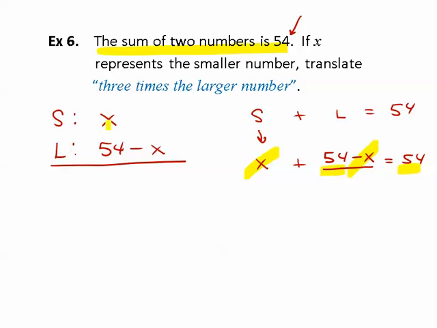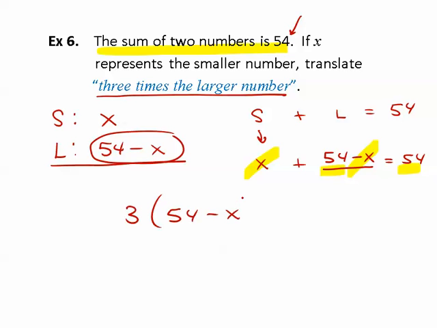So, again, if the total is ever given in the problem, let one of the items be x, and the other one has to be the total minus the x. So now we know that the larger number is expressed as 54 minus x. Now we can translate 3 times the larger number. So how do you say 3 times 54 minus x? It's pretty simple. 3, using parentheses, we put the 54 minus x like this. So the answer is 3 times the quantity of 54 minus x.